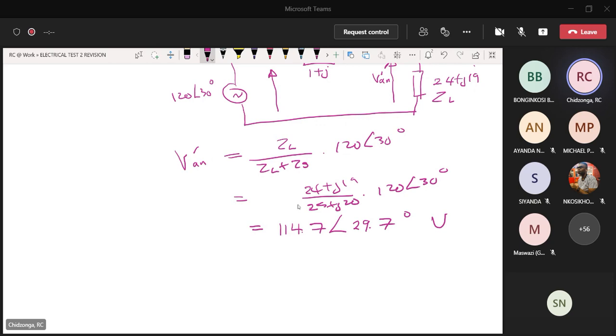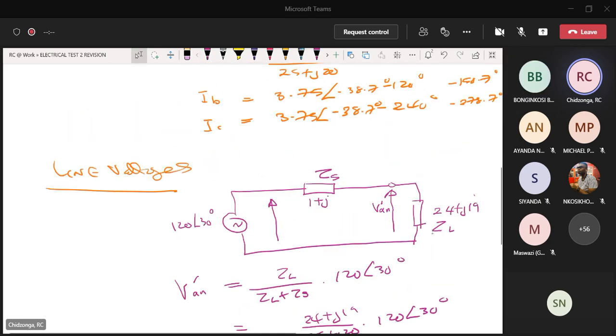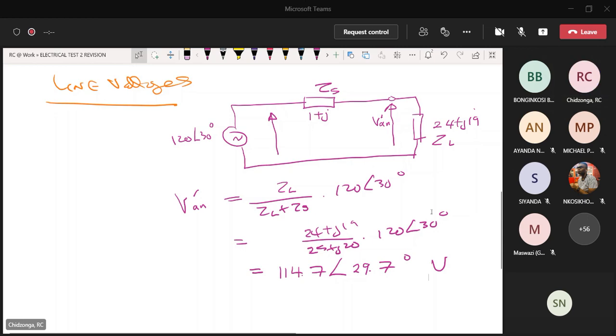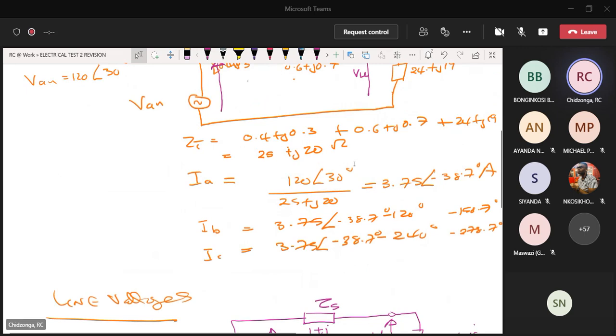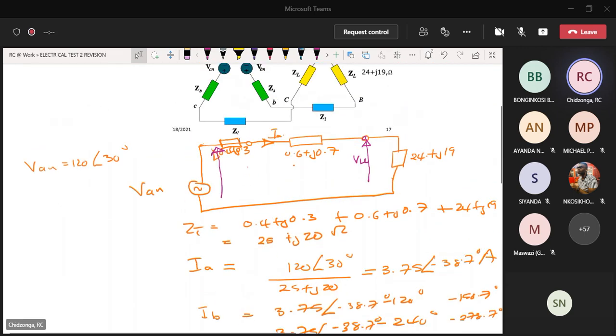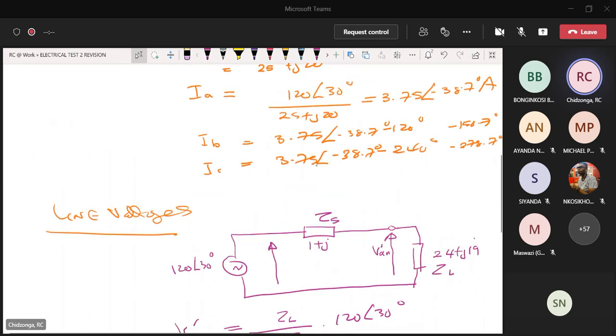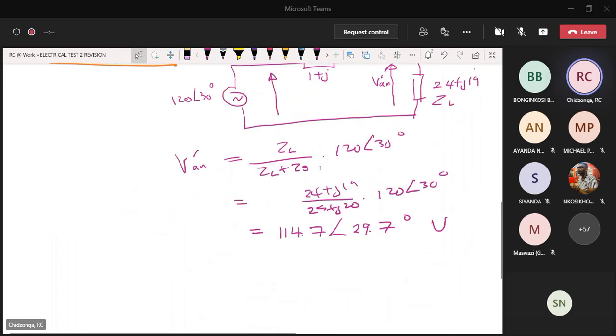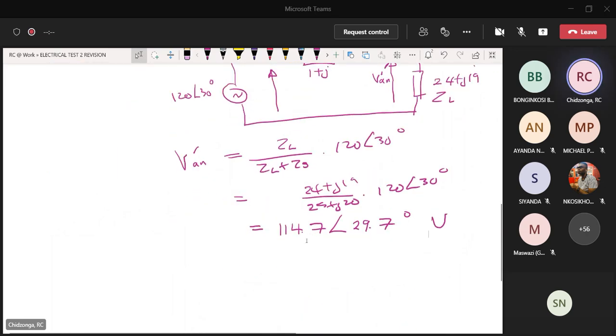Yeah, you see, this is the voltage which will actually be seen at the load. So the load will not see 120 volts, it will see 114. There's a lot of loss of voltage due to this impedance, which is representing the impedance of the line and the internal impedance of the source. So they take about 5 volts out of there, right?